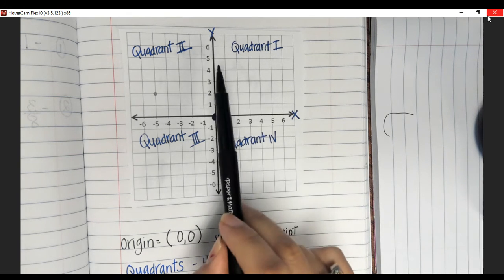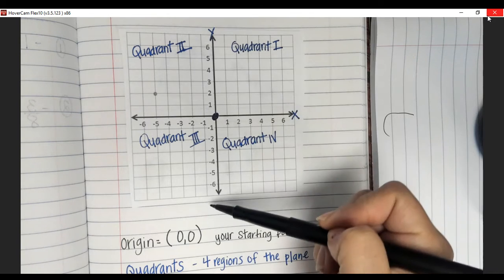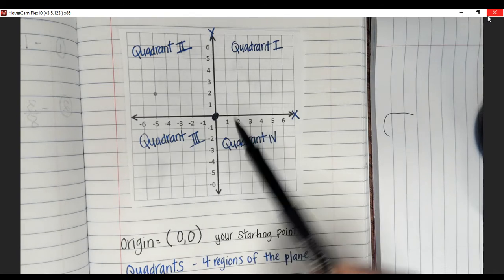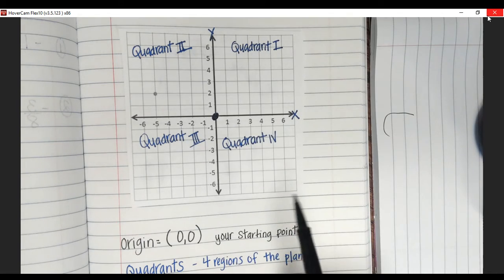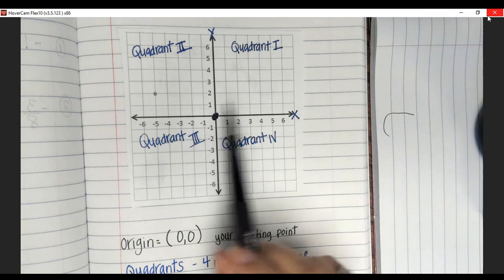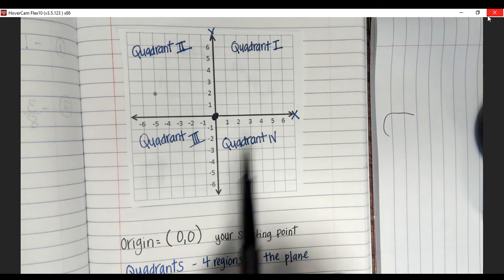So a coordinate plane is made up of an X and Y axis. The X axis is horizontal, and then the Y is vertical. Whenever we're reading coordinates or writing them, we always write them with X first, just like the alphabet. X comes before Y. So that's how we read those.